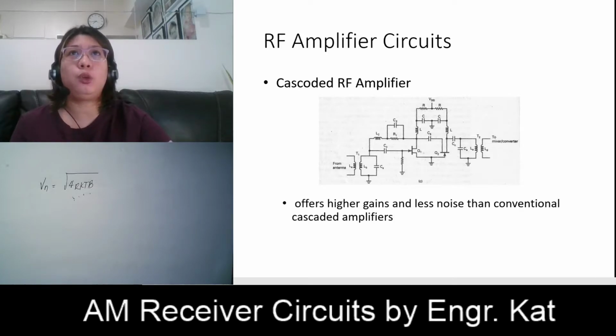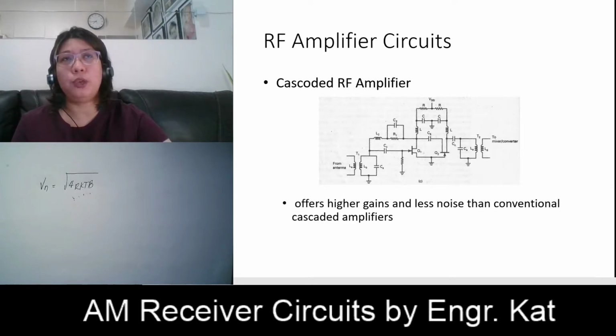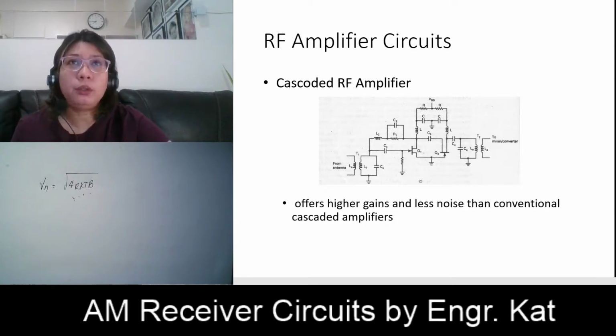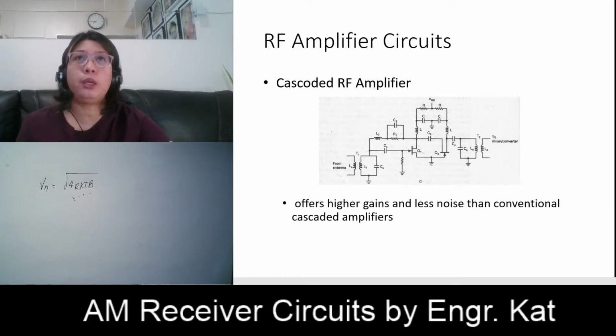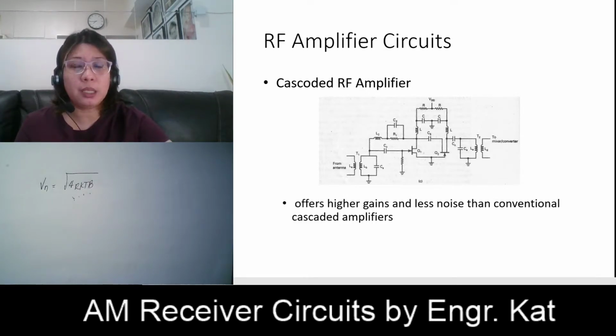Q1 does not need to be neutralized. However, neutralization is also needed to reduce the noise figure even further. Our L2, our R1, and our C2 here provide the feedback path for neutralization. Q2 is a common gate amplifier. Since it has a low input impedance characteristic, the input impedance requires no neutralization.